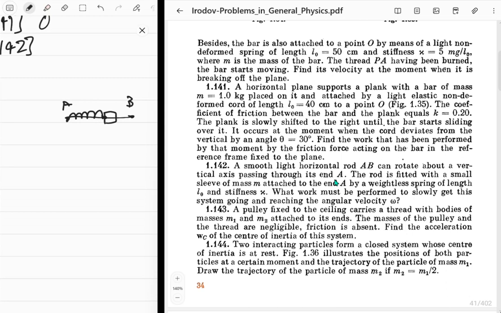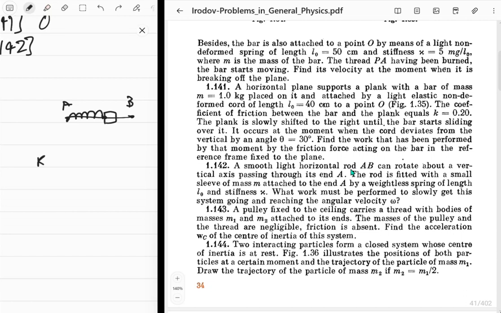So the rod is light, right? Exactly. So what work must be performed so that it reaches omega? It's just the change in kinetic energy plus the change in the potential energy, right? There is a change in potential energy because this spring will go to whatever length it will go. So first of all, when will this be in equilibrium? In the reference frame of this rod AB, there's the centrifugal force pushing it away, and the spring force pushing it towards the center.